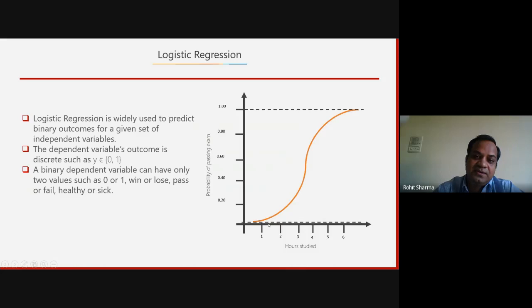And so this simple model, given the independent variable of number of hours studied and the probability of passing the exam, is dictated by the cost function called logistic regression.